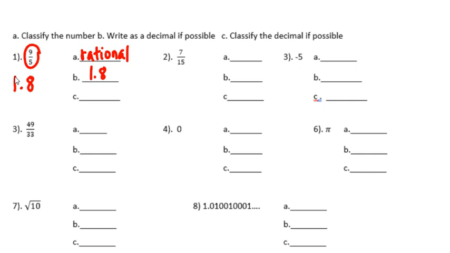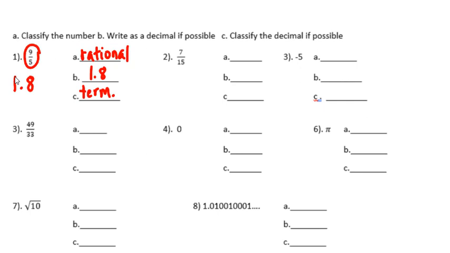And for C, classify the decimal if possible. What kind of a decimal is 1.8? Well, I remember from the top part of your notes, 1.8 is a terminating decimal, and I'm going to abbreviate terminating because, again, mathematicians are basically lazy. If we can find a quicker, shorter way to write it, we will. Okay, let's do another example. I think you could do 7/15 on your own.